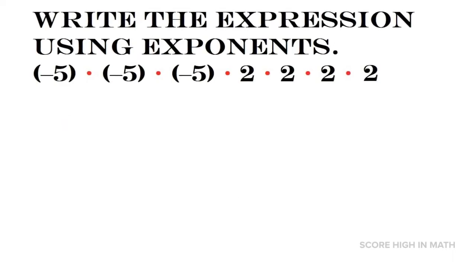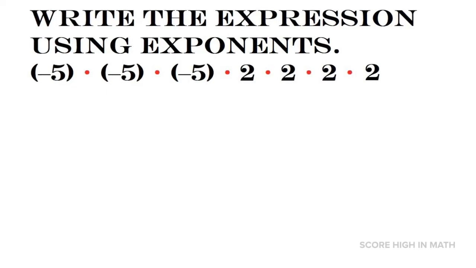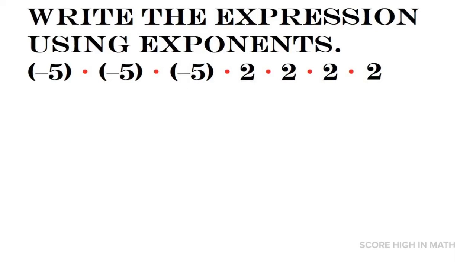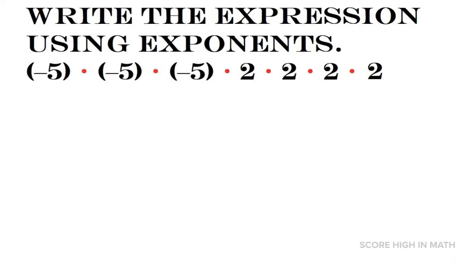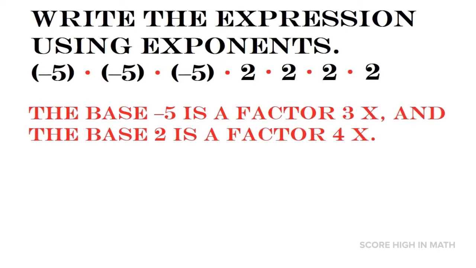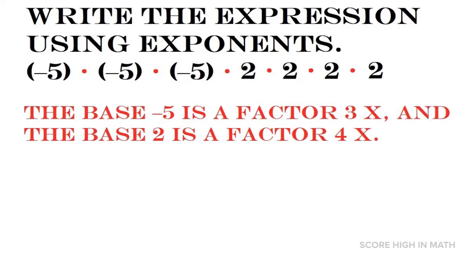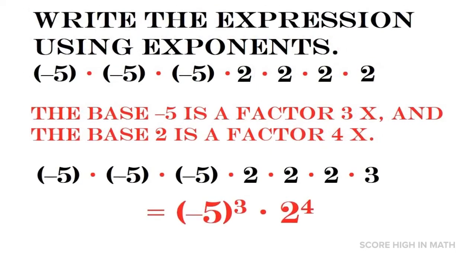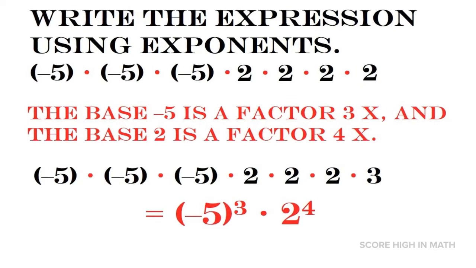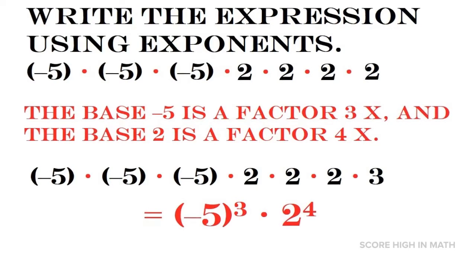Let us work on this example so that you will be guided. Write the expression using exponents. Negative 5 times negative 5 times negative 5 times 2 times 2 times 2 times 2. The base negative 5 is a factor 3 times and the base 2 is a factor 4 times. For this reason, we can write the expression using exponents as negative 5 raised to the power of 3 times 2 to the power of 4.